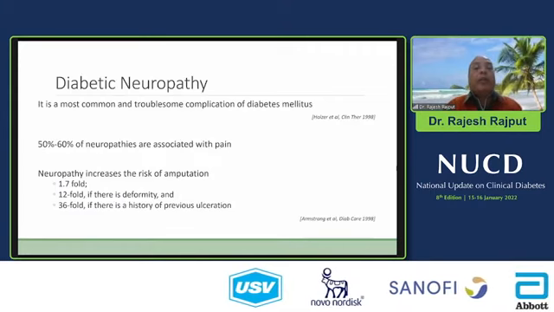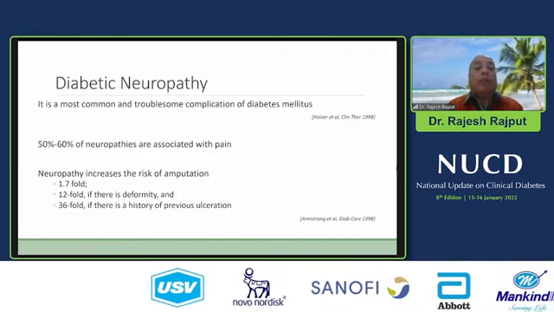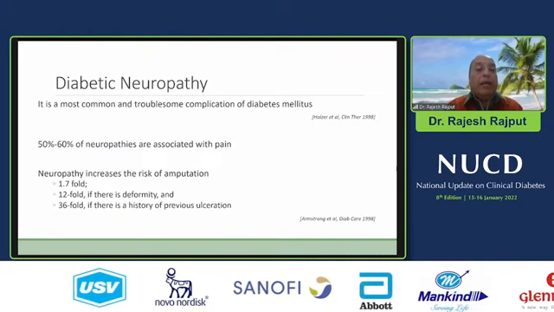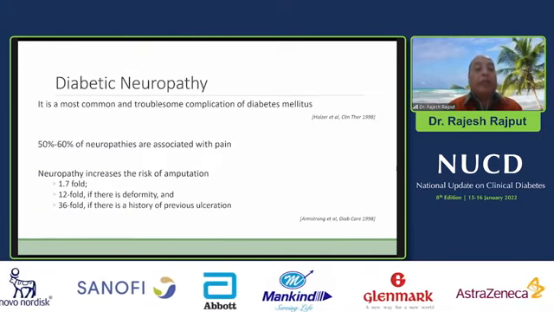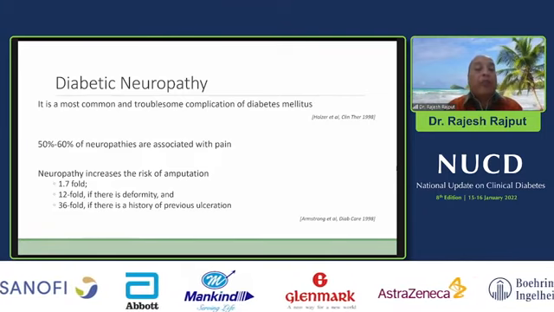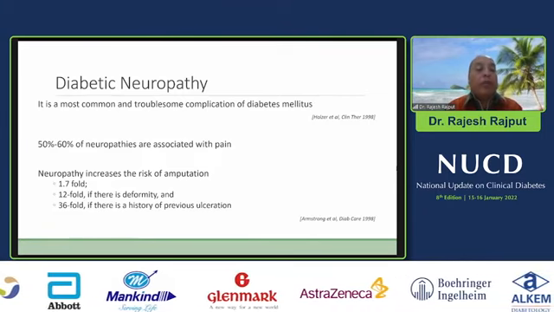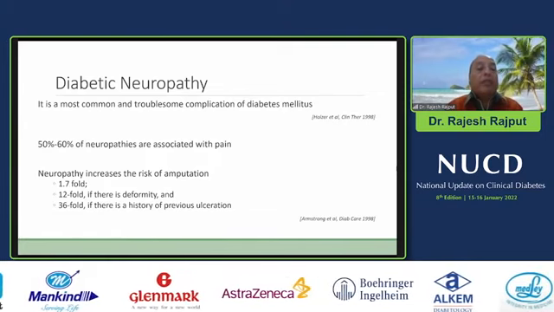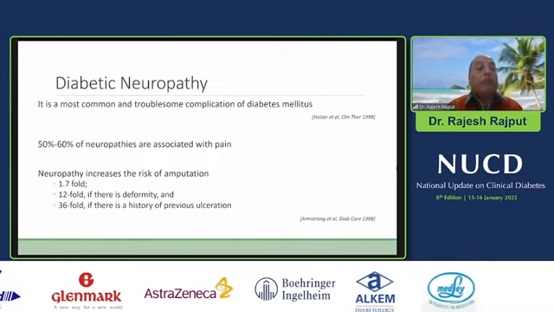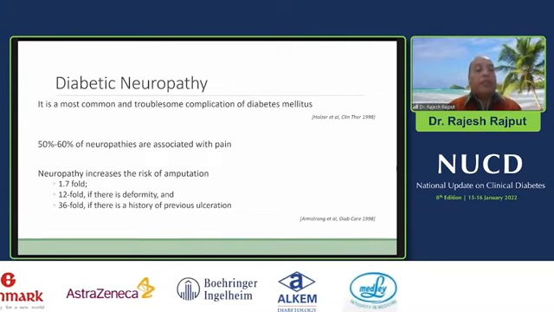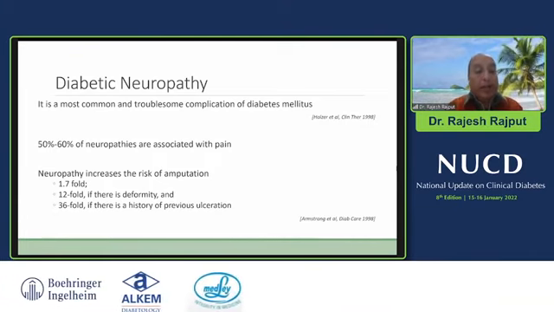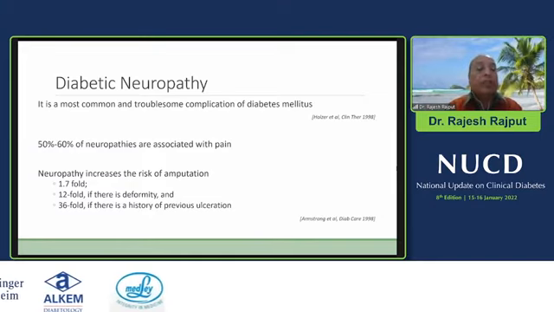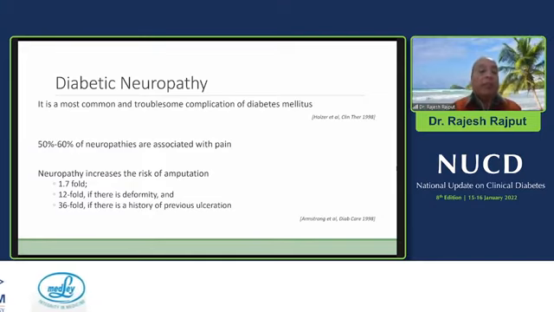Coming back to neuropathy, it is one of the most common and troublesome complications of diabetes. Almost 60 to 70% of neuropathies observed in diabetes are associated with pain. Why is it important to understand neuropathy? Because neuropathy increases the risk of amputation by 1.7-fold. If it is associated with deformity, the risk of amputation increases by 12-fold. And if there is a past history of ulceration, the risk of amputation is increased by 36-fold.